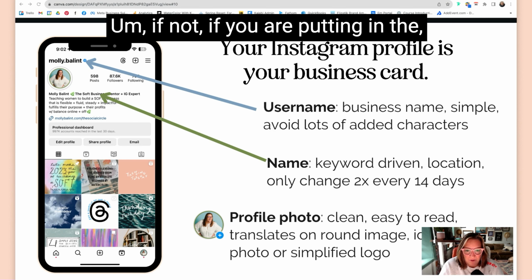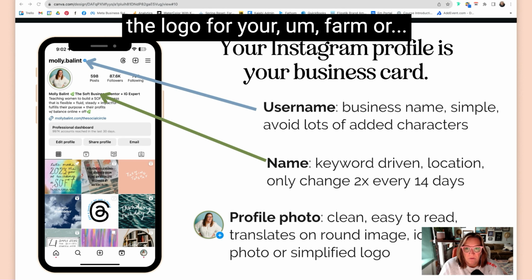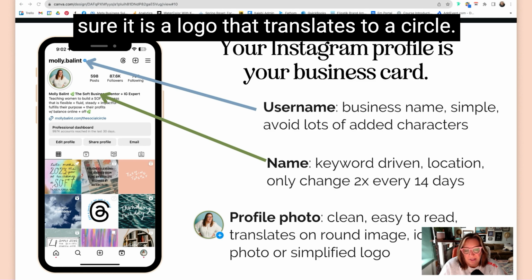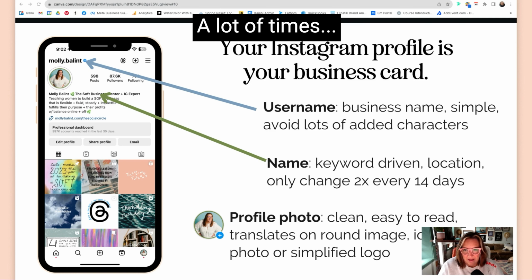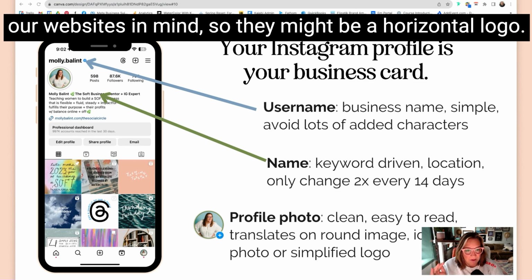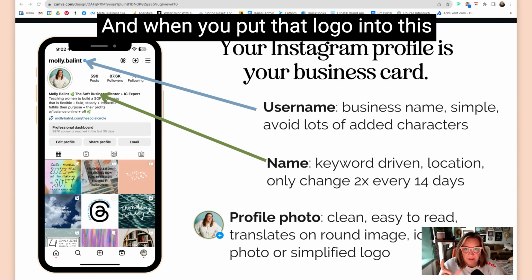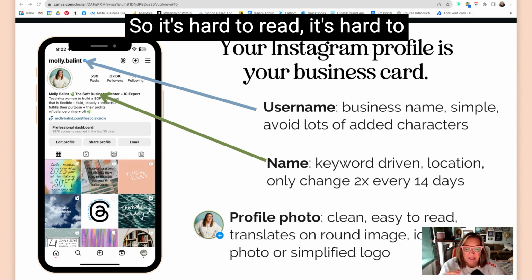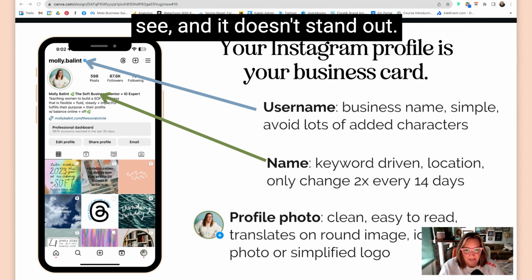If not, if you are putting in the logo for your farm, or using a business logo, make sure it is a logo that translates to a circle. A lot of times when we are designing logos, we're creating them with our websites in mind, so they might be a horizontal logo, and when you put that logo into this little tiny circle, it gets shrunk way down, so it's hard to read, it's hard to see, and it doesn't stand out.